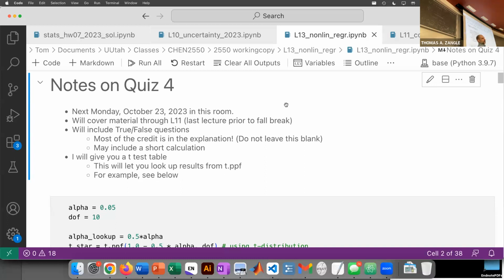And just remember, I sent out a notice that quiz 6 was going to be held originally the day before Thanksgiving. I moved that one, so I sent an announcement on campus about the date for quiz 6. But quiz 4 is going to be next Monday in this room. It's going to cover lecture material just through lecture 11, which was the last lecture prior to fall break. So the material from today and the material from Monday is not going to be on quiz 4. So you'll have to go back and review some of that material, but really, we're just going through lecture 11.